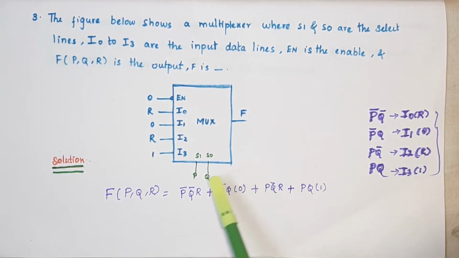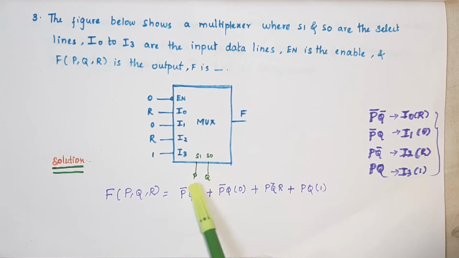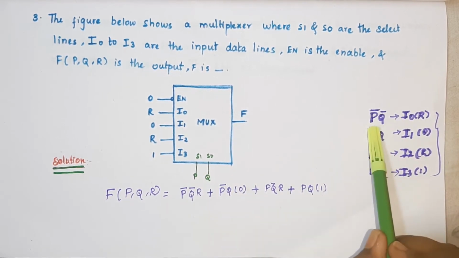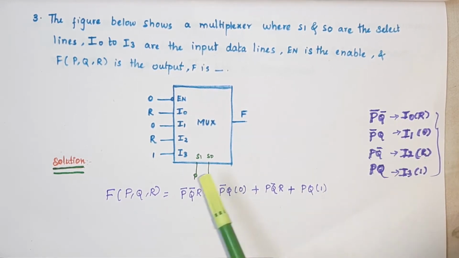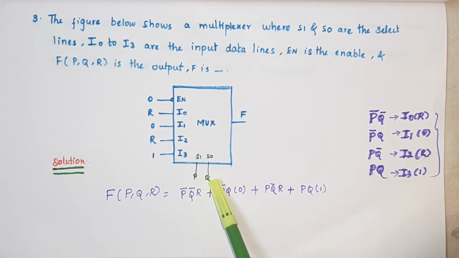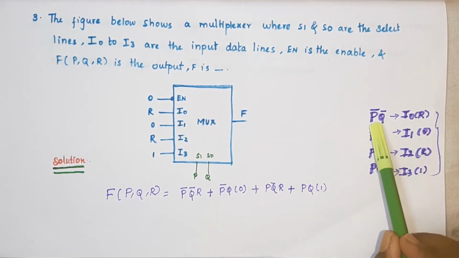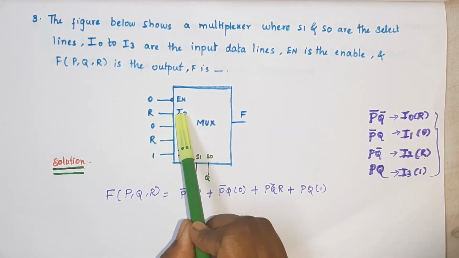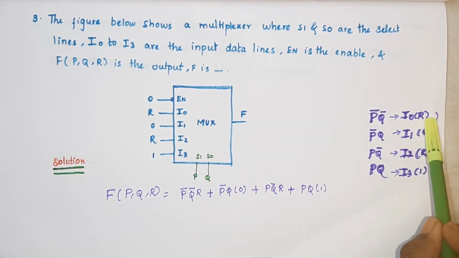In this case, we have two select lines, that is two control lines, P and Q. Two inputs means we have four combinations, that is 0 0, 0 1, 1 0, 1 1. So I'm going to solve with these two inputs. If the control input is P bar Q bar, it can select I0. Here R is given to I0, so I have written R.